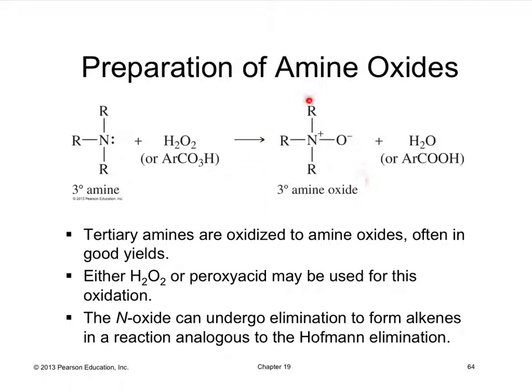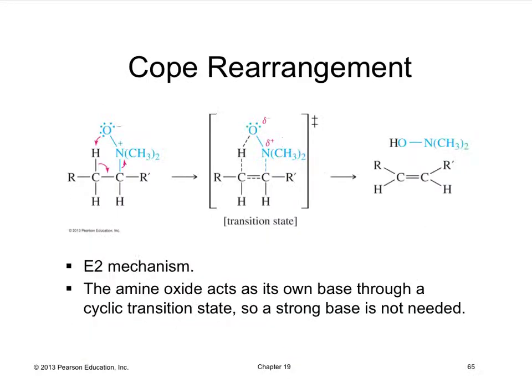and this tertiary amine oxide, or N-oxide, can undergo eliminations to form alkenes in a reaction analogous to the Hofmann elimination, otherwise known as the Cope elimination. So once you have this N-oxide, the electrons will pluck off that hydrogen, form the double bond, and kick it off, and this occurs in an E2 mechanism. The amine oxide acts essentially as its own base through a cyclic transition state, as shown here, so there's no need for a strong base.